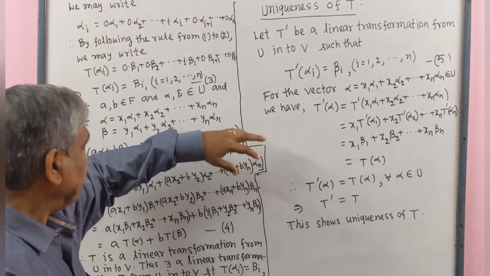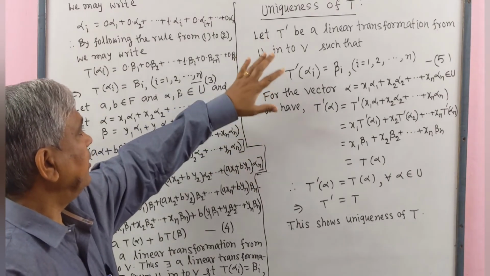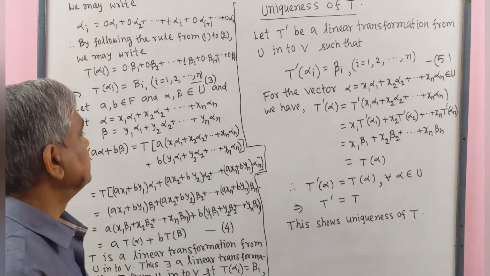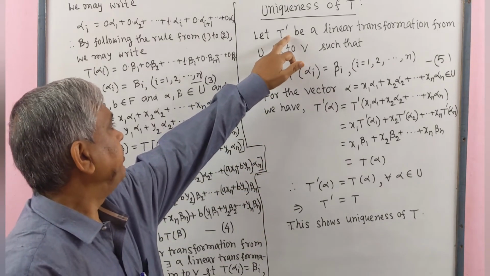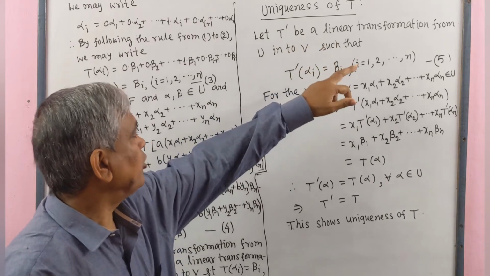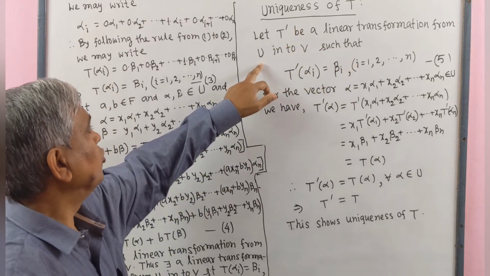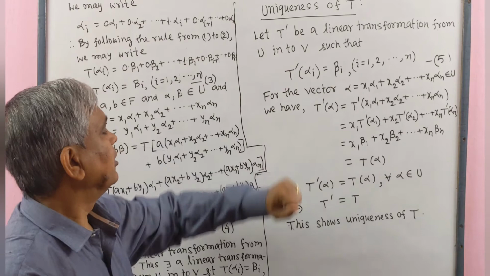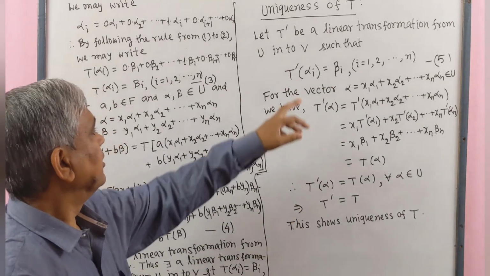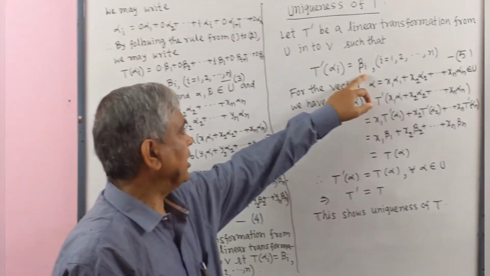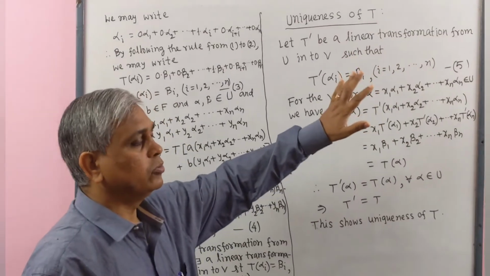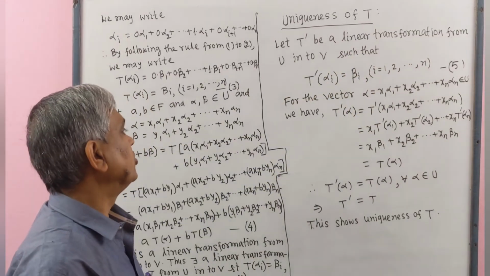Now we shall show that T is unique. Let, if possible, T prime be a linear transformation from U into V such that T prime alpha i equal to beta i, i equal to 1, 2, dot dot dot n. This is number 5.